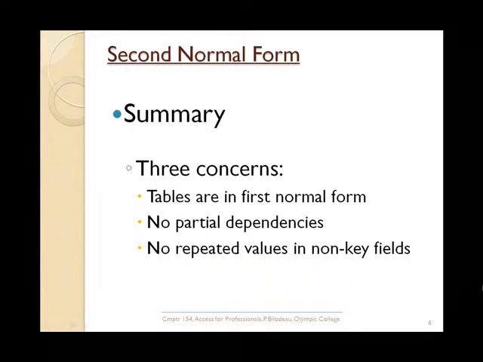In summary, second normal form requires three things: that tables are already in first normal form, that there are no partial dependencies, which is an issue only for composite primary keys, and that non-key fields holding repeated values will be looked at and possibly brought into their own tables if doing so will improve design.